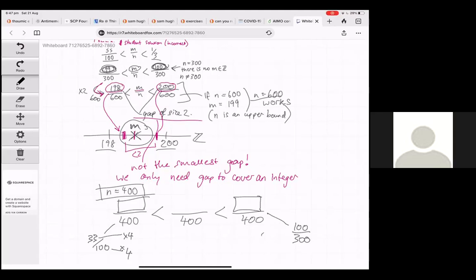Hang on, is this right? Okay, so 33 times 4 is 120 plus 12, which is 132. So I get 132 on 400 on the left.